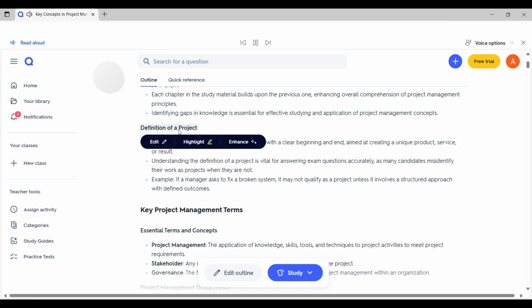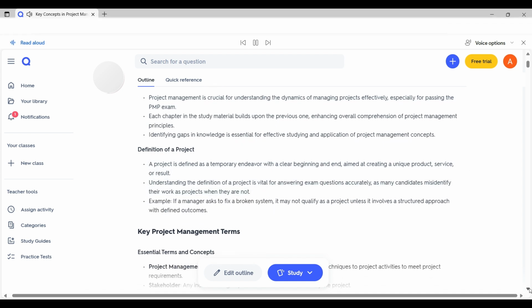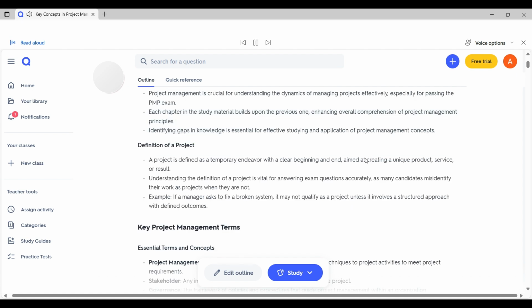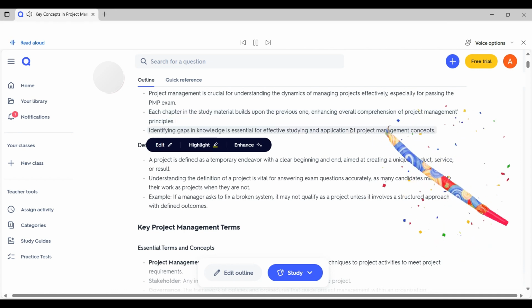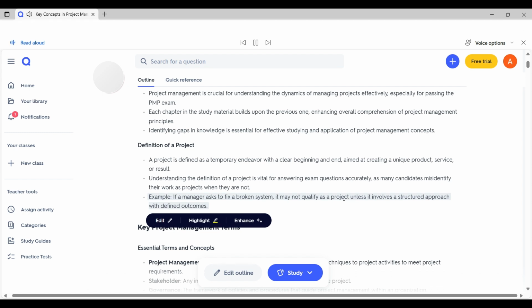Definition of a project. A project is defined as a temporary endeavor with a clear beginning and end, aimed at creating a unique product, service, or result. Understanding the definition of a project is vital for answering exam questions accurately, as many candidates misidentify their work as projects when they are not. Example, if a manager asks to fix a broken system, it may not qualify as a project unless it involves a structured approach with defined outcomes.